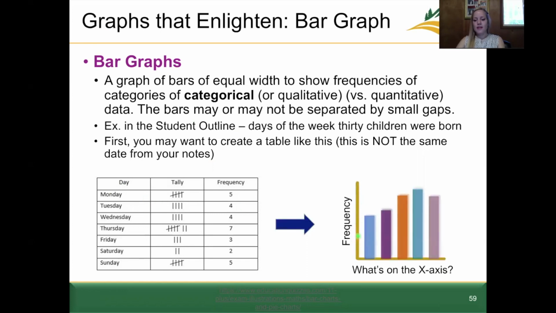On the y-axis, we have the frequency. So for example, for Monday, we would show a frequency of 5. And as you're making this bar graph, I want you to figure out what would be on the x-axis here.